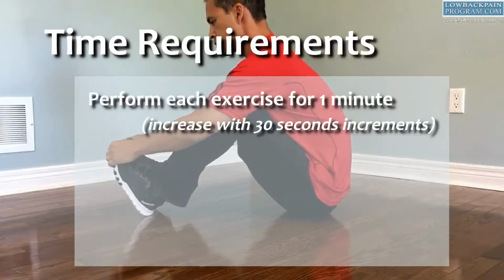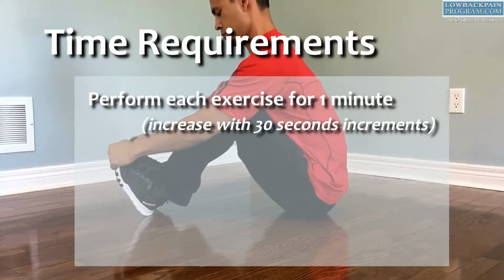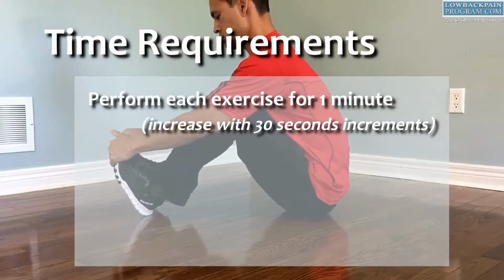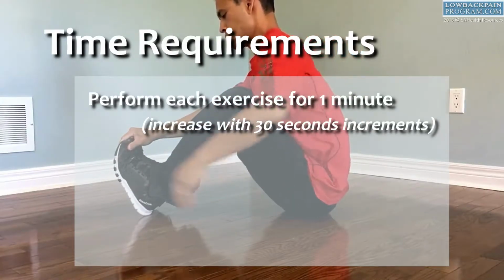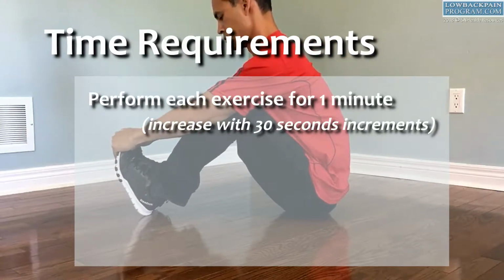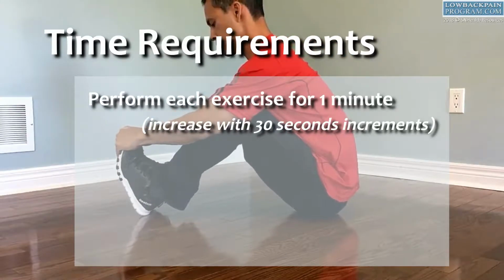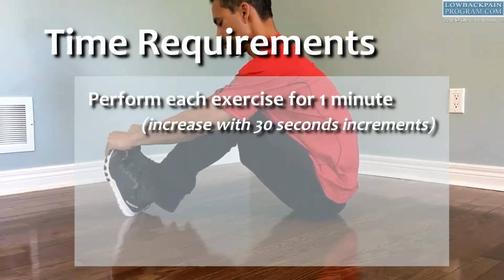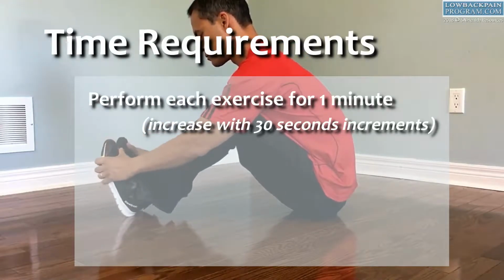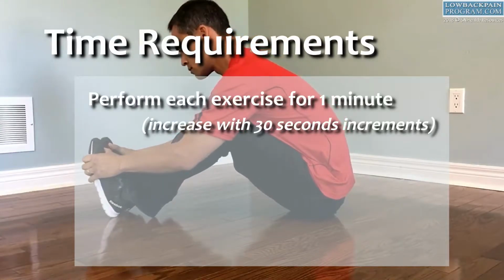When you begin these exercises, spend about 1 minute per exercise. This will be for either a movement or stretch depending on what you are working on. 1 minute is the minimum amount of time that you will spend for each one. As you improve, increase the time an additional 30 seconds to extend between 2 to 5 minutes.